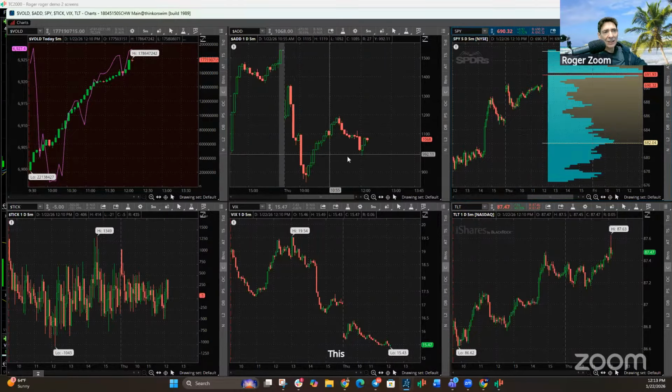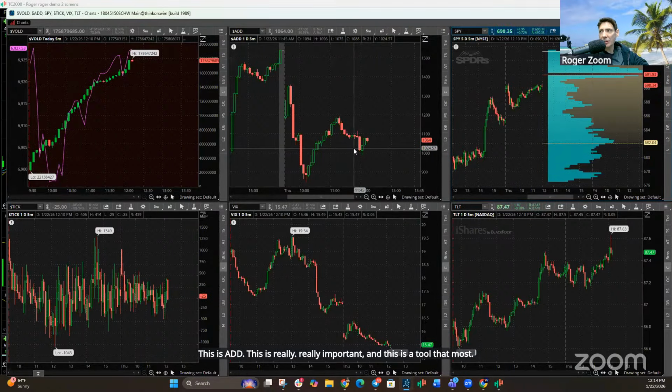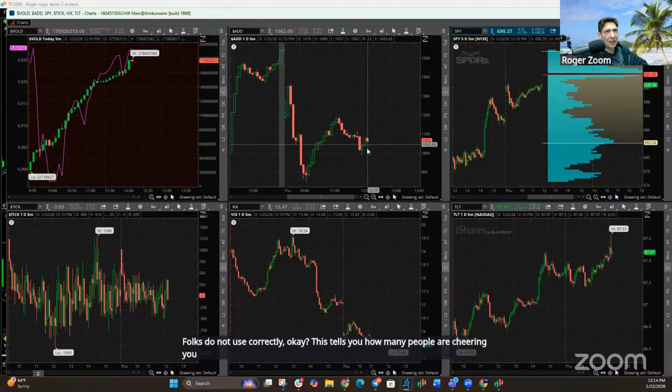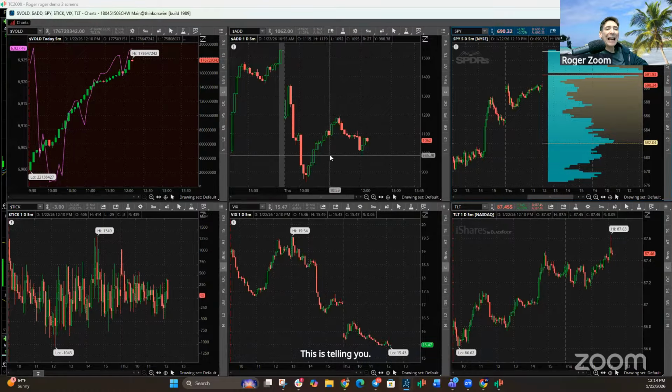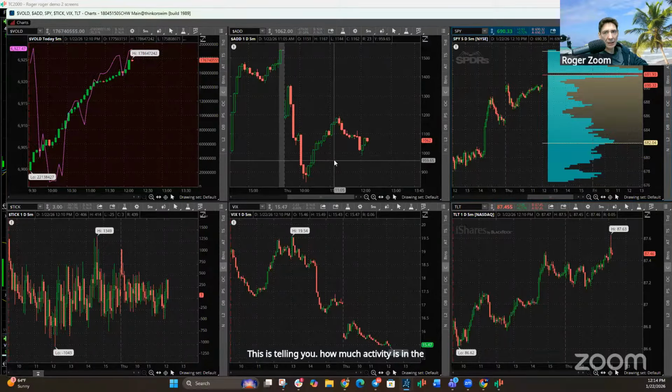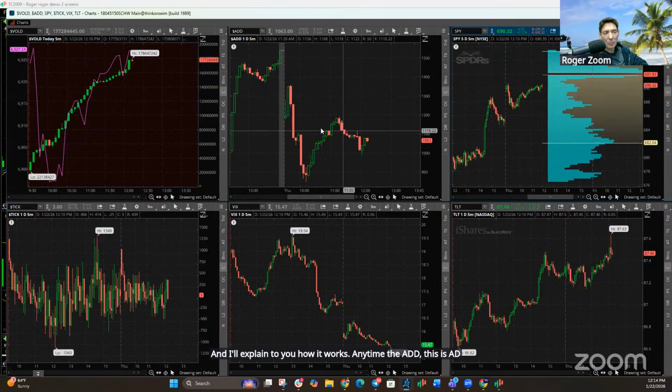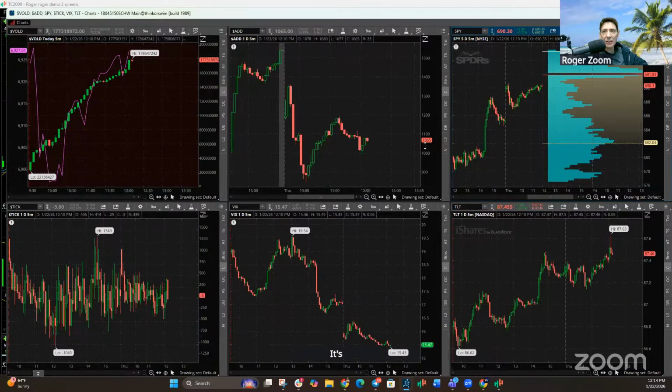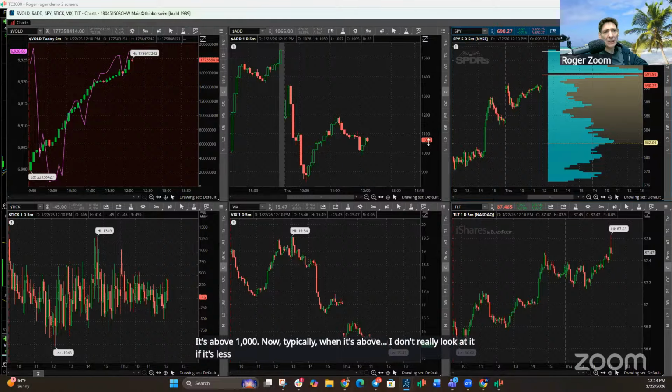This is ADD. This is really, really important, and this is a tool that most folks do not use correctly. Okay. This tells you how many people are cheering you on in the audience. This is telling you how much activity is in the market currently. And I'll explain to you how it works. Anytime the ADD, this is ADD right here, and it's all over the place, but it's above 1,000. Now, typically I don't really look at it if it's less than 1,000, but it's above 1,000.